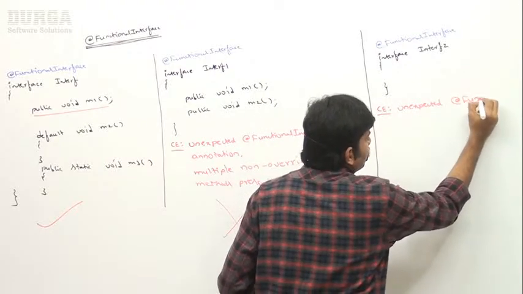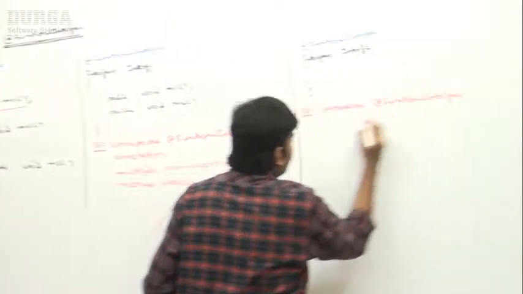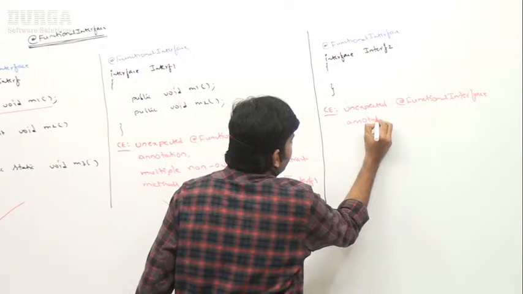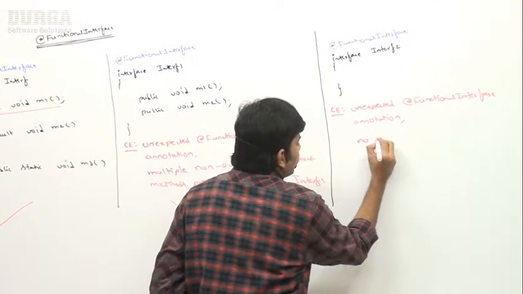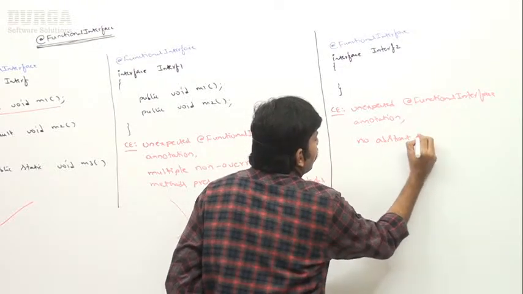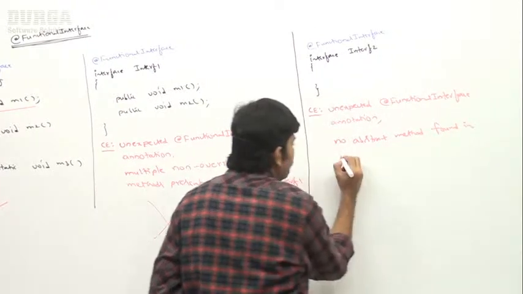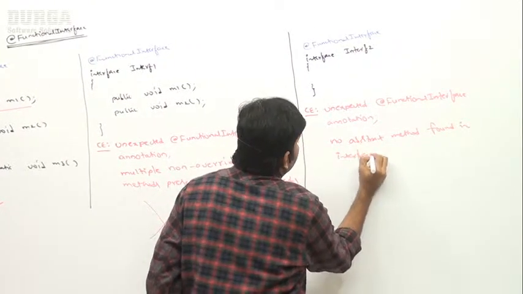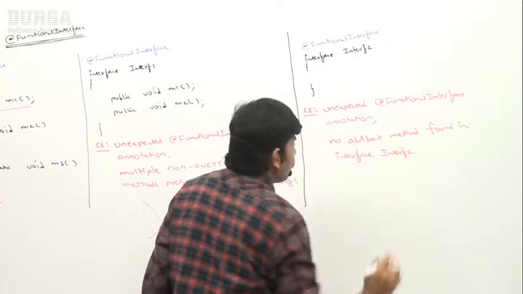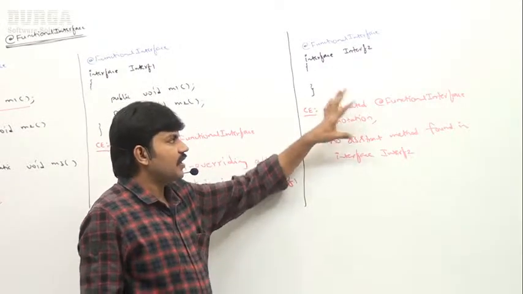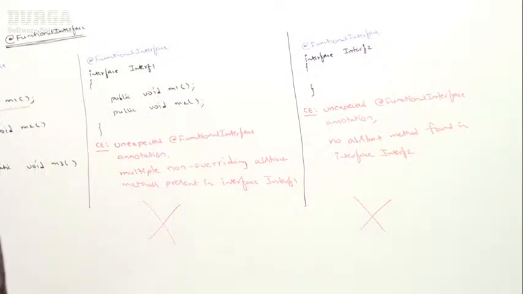Unexpected @FunctionalInterface annotation. Okay, no abstract method found in interface Interf2. Are you getting it? No abstract method found in interface Interf2. That's why this one is also invalid. The code won't compile. Everyone can understand, right?